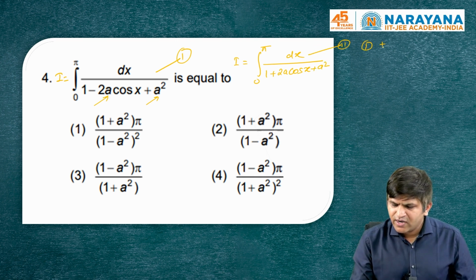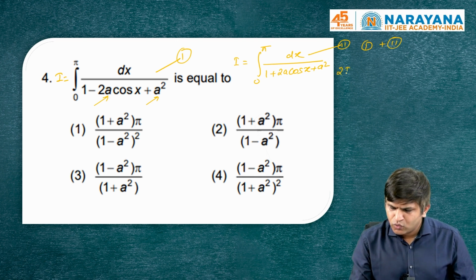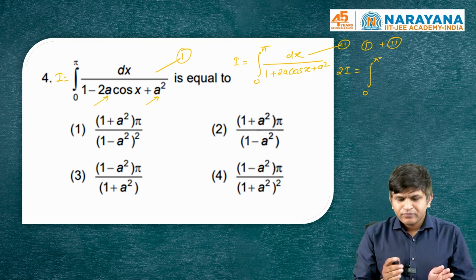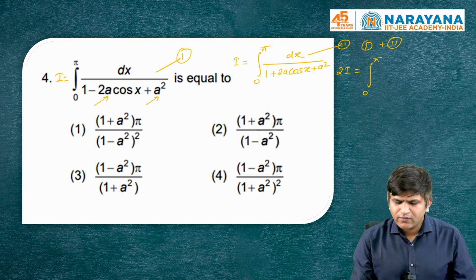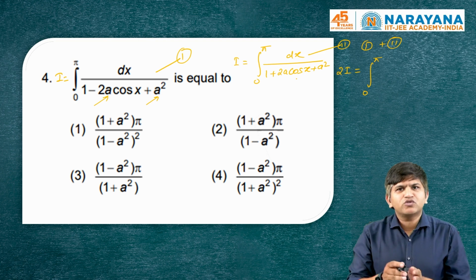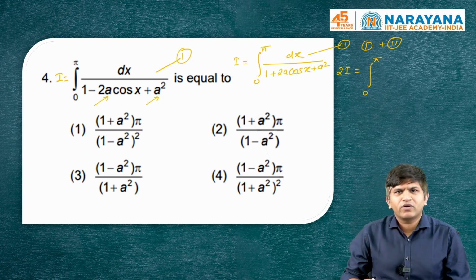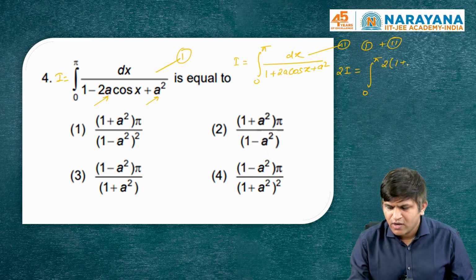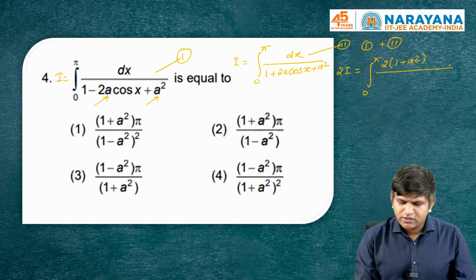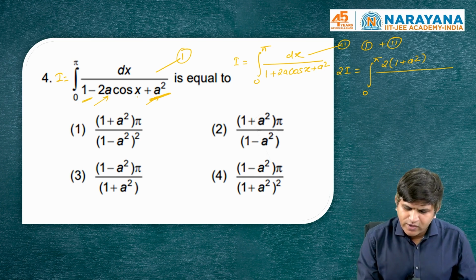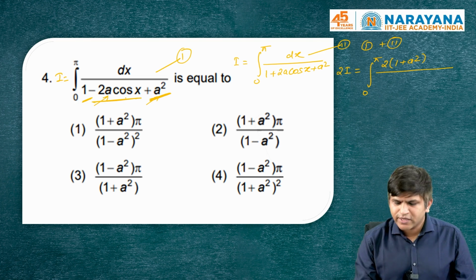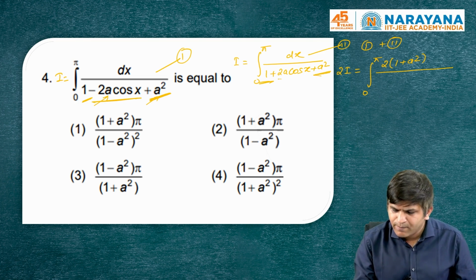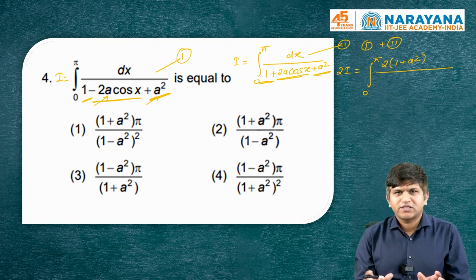If we add 1 and 2, what we are getting is 2 of I is equal to, limit is same, 0 to pi. In the numerator we are going to get 1 plus a square minus 2a cos x and plus 2a cos x, and 1 plus a square 2 times. So we can write this as 2 times 1 plus a square. In the denominator, this is 1 plus a square minus 2a cos x, and this is 1 plus a square plus 2a cos x in the multiplication.